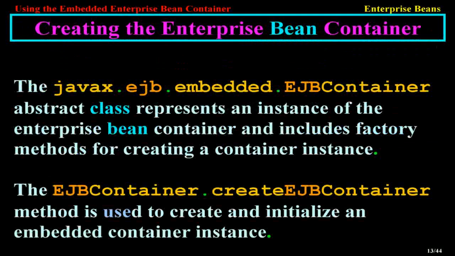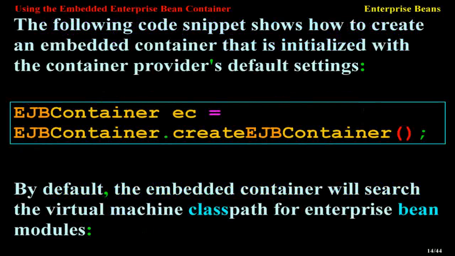Creating the Enterprise Bean container. The javax.ejb.embeddable.EJBContainer abstract class represents an instance of the Enterprise Bean container and includes factory methods for creating a container instance. The EJBContainer.createEJBContainer method is used to create and initialize an embedded container instance. The following code snippet shows how to create an embedded container that is initialized with the container provider's default settings: EJBContainer ec = EJBContainer.createEJBContainer(). By default, the embedded container will search the virtual machine class path for Enterprise Bean modules.